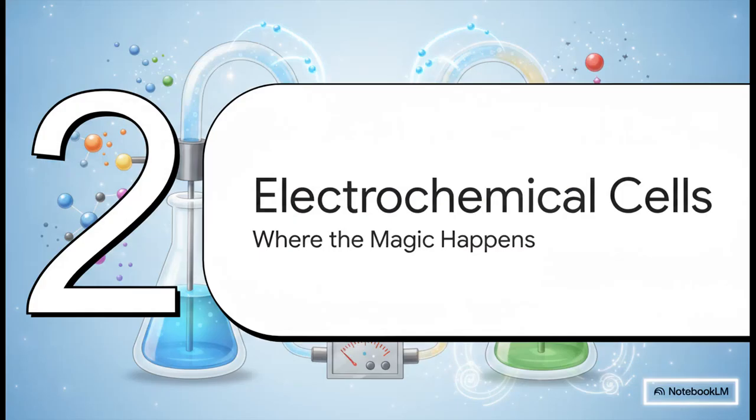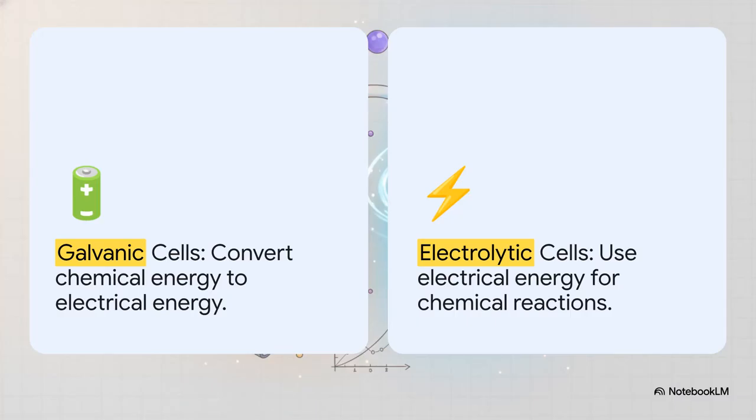Section 2. Electrochemical Cells Explained, where the magic happens. So, now that we've got electron transfer down, we need a physical setup where these reactions actually happen. Broadly speaking, we're dealing with two main types of cells, and they do the exact opposite of each other. First up, galvanic or voltaic cells. These guys take a spontaneous chemical reaction and use it to generate electrical energy. Think of the batteries powering your TV remote right now.